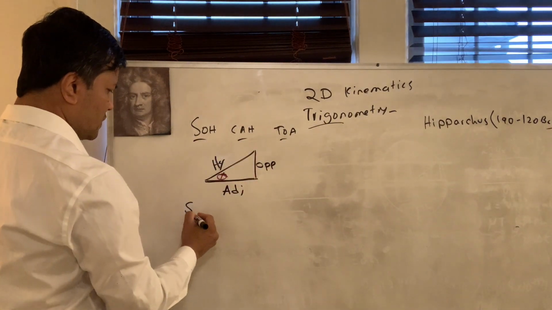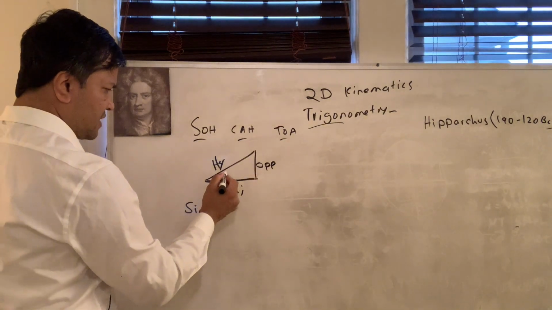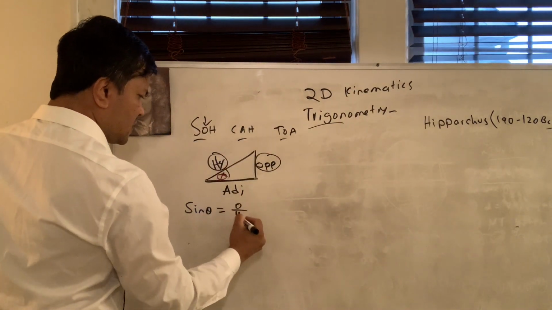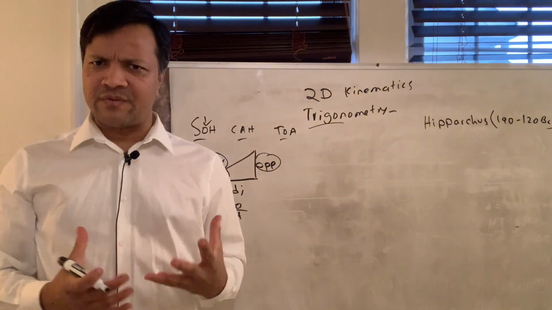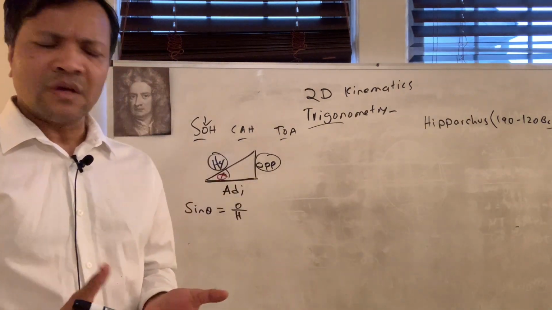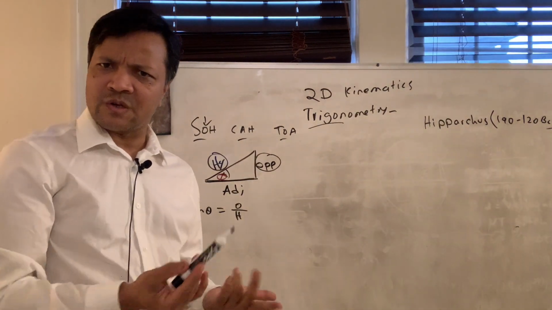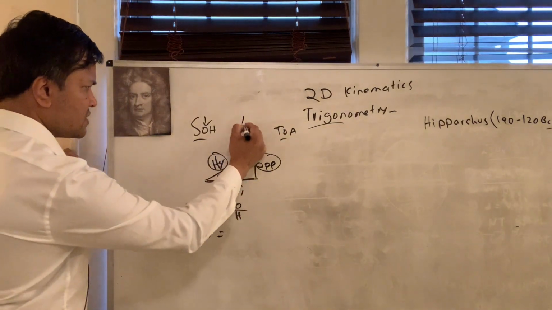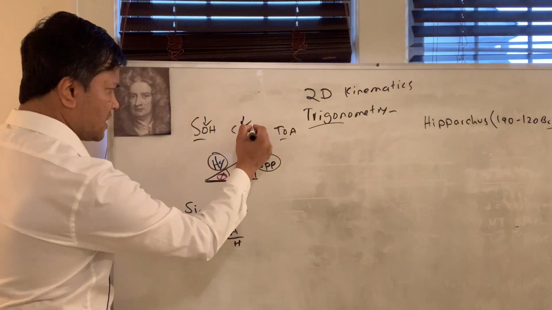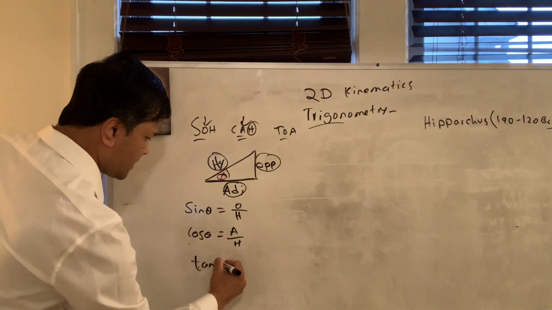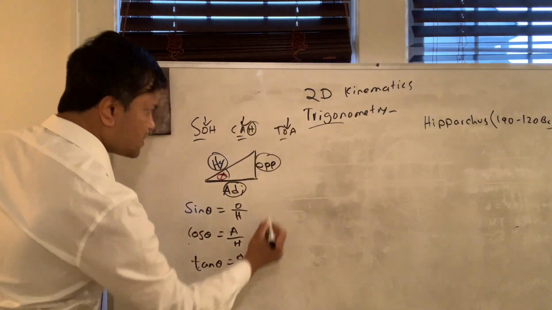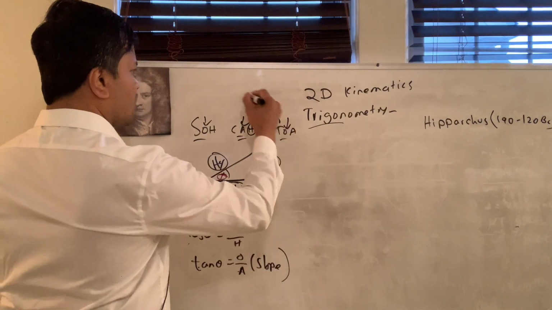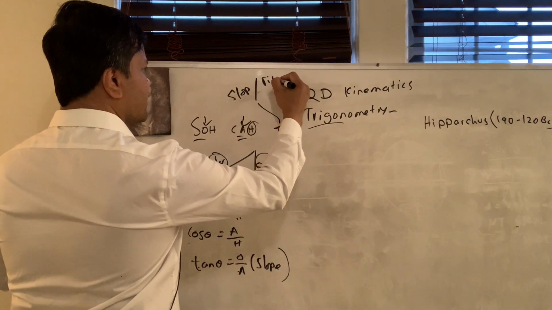Now I can write them down using the mnemonic SOHCAHTOA. Let's start with SOH, so sine theta. Sine theta is opposite over hypotenuse. This is nothing but a fraction, a different way of writing fractions. So when you see sine, don't get freaked out, because we are actually talking about a fraction. I'm sure you've seen fractions before. Cosine theta is adjacent over hypotenuse, and tangent theta is opposite over adjacent. Another way of calling tangent theta is slope, or rise over run.